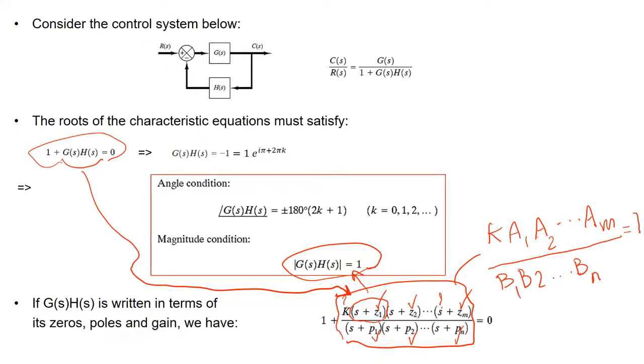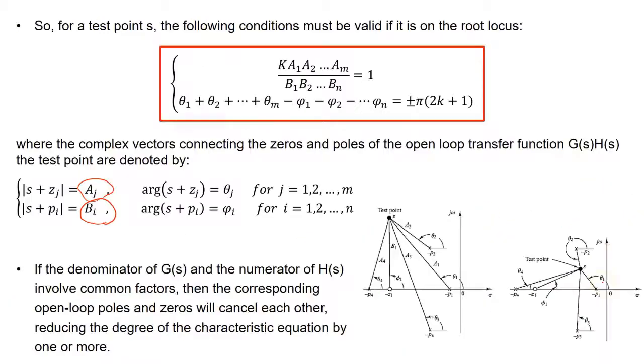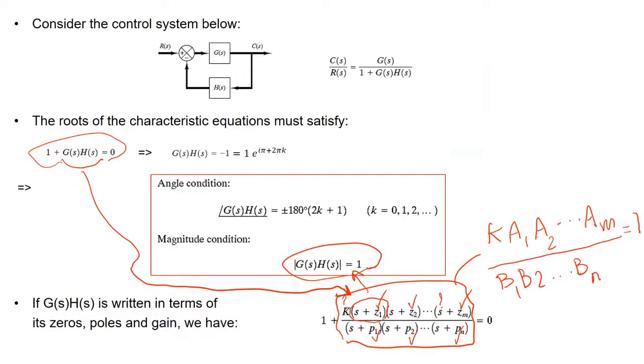So we rewrite this magnitude condition into an equation like this, and that's what you see over here. Okay, so that's the magnitude condition rewritten using these new notations. Also, what about the angle condition? It says the angle of GH should be plus or minus pi times 2k plus 1. How do you get the phase of GH? Well, G times H. G times H is this guy in the box.